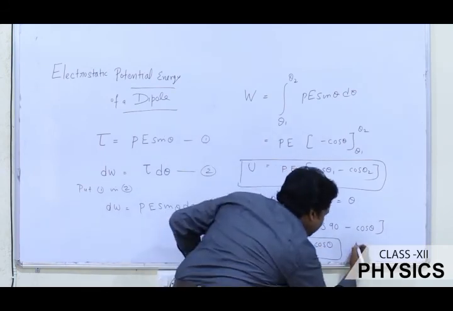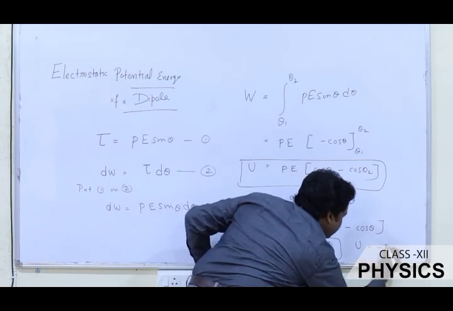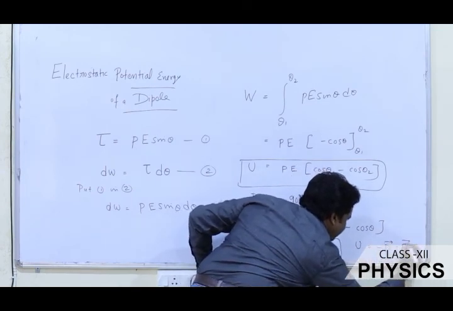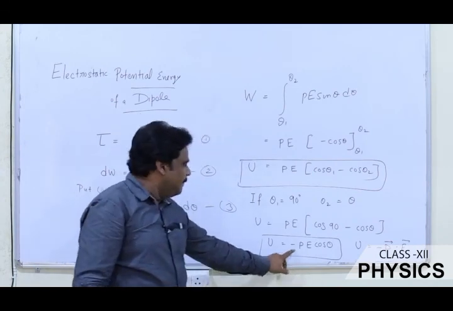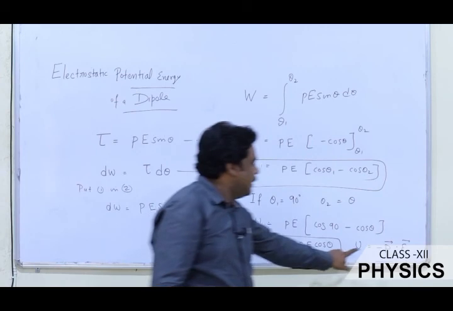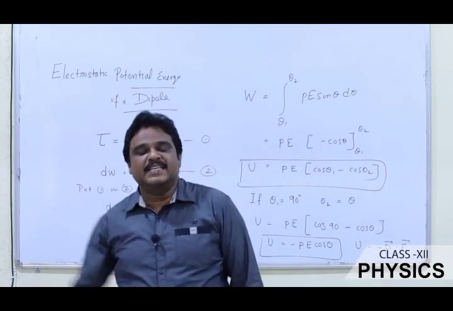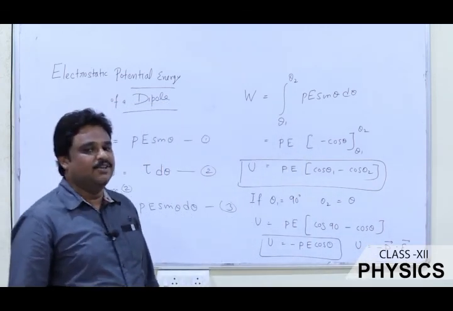If I write it in vectors, U is equal to minus p vector dot E vector. You know cos theta is the output of the dot product. So minus pE cos theta can be written as minus p dot E. This is the expression for electrostatic potential energy of a dipole.